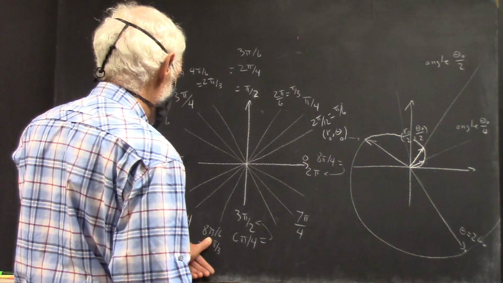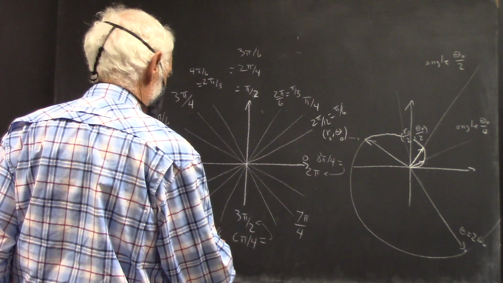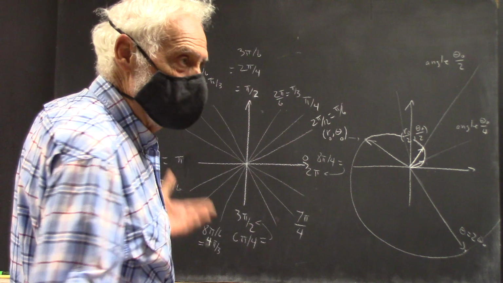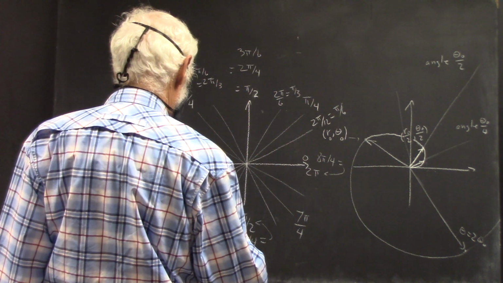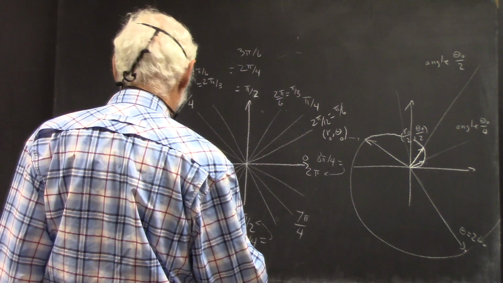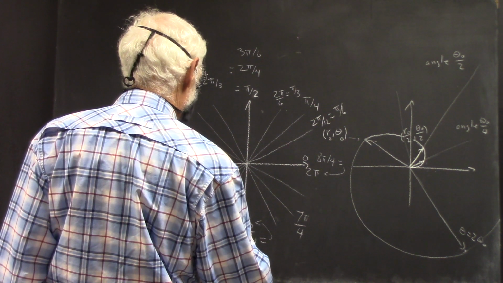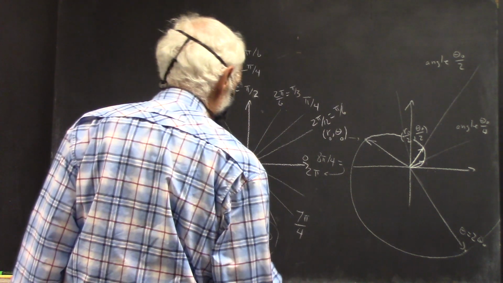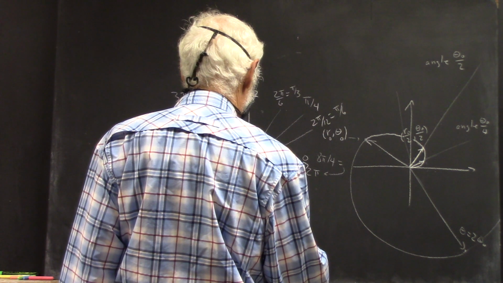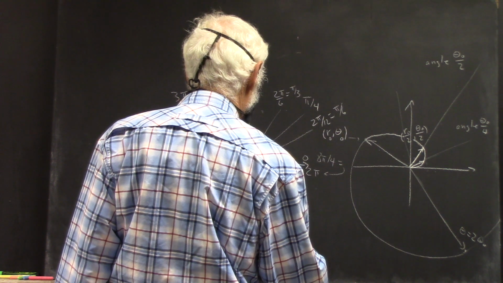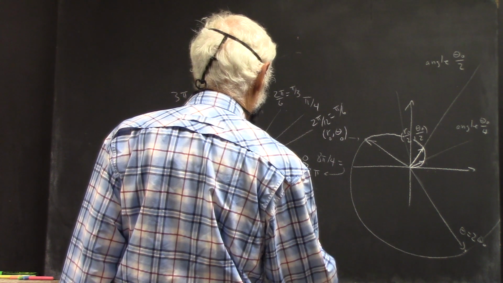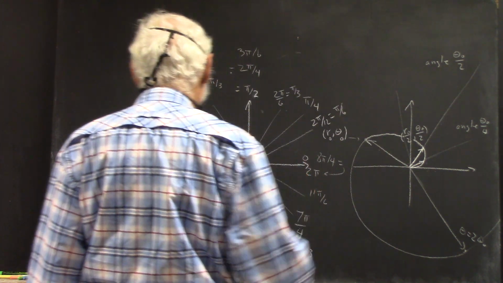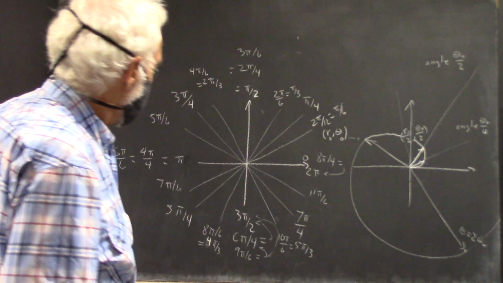Okay, just like most days. Okay, 9 pi over 6, which equals 3 pi over 2, which equals this, but of course this equals this. Okay, and then 10 pi over 6, which is 5 pi over 3, 11 pi over 6, and 12 pi over 6, which of course is 2 pi. I'll write that down. There's your picture.